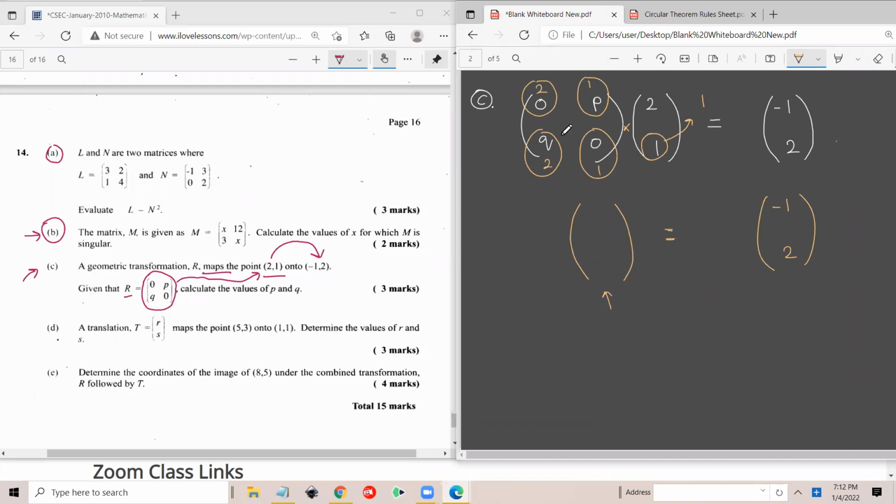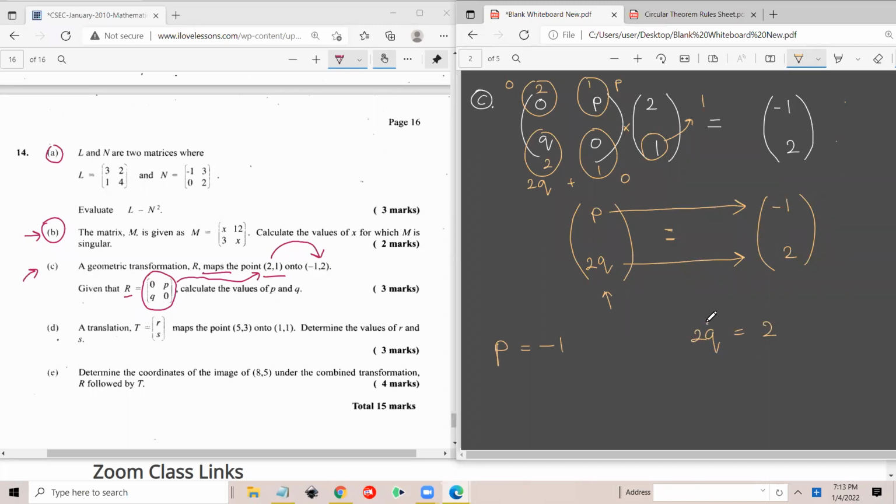All right, let me see what's going on here. 2 by 0 is 0, 1 by P is P. So 0 plus P is P. 2 by Q is 2Q, 0 by 1 is 0. 2Q plus 0 is 2Q, right? Great. So all you notice now, we have 2 items on this side and 2 items on this side. So we're just going to make a comparison here. The top is equal to the top and the underneath is equal to the underneath. So that means P is equal to minus 1 and 2Q is equal to 2.